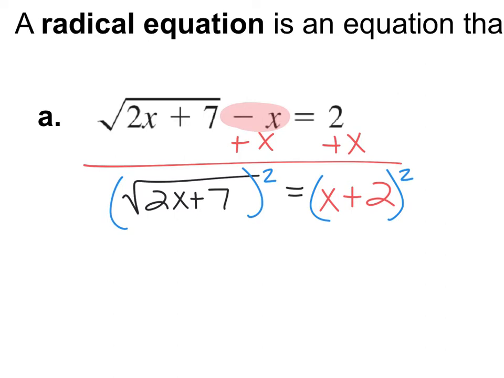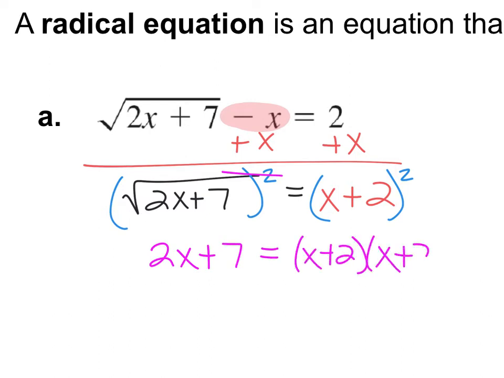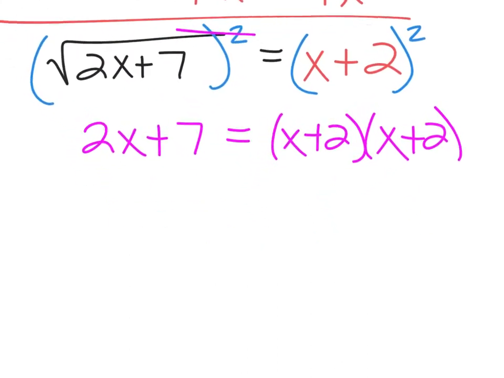And then now we have the square root squared, which are inverses, so those cancel each other out. We're left with 2x plus 7 on this side. And then we do need to multiply out and square the x plus 2. Remember, x plus 2 squared means we write it twice. We do not just take x squared and 2 squared. It is not the same thing. So now we have an equation to solve.